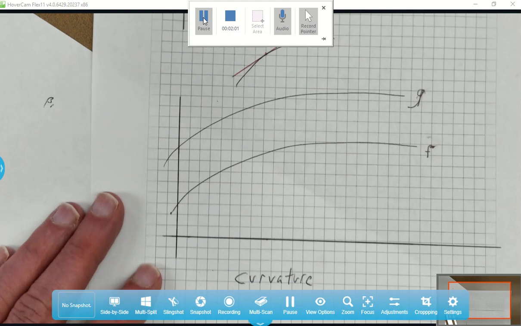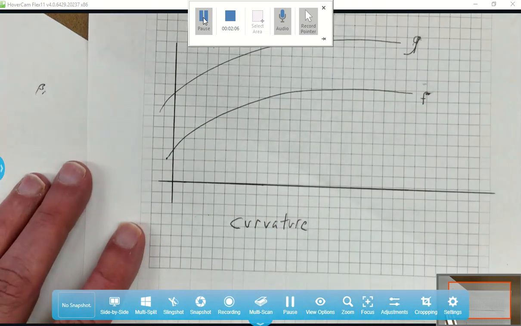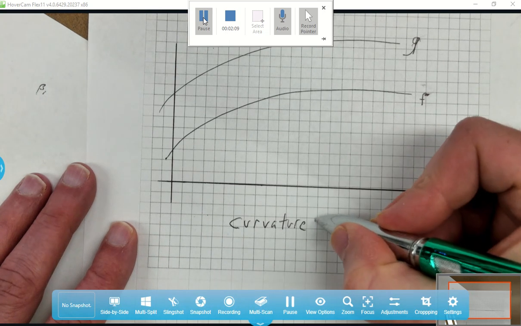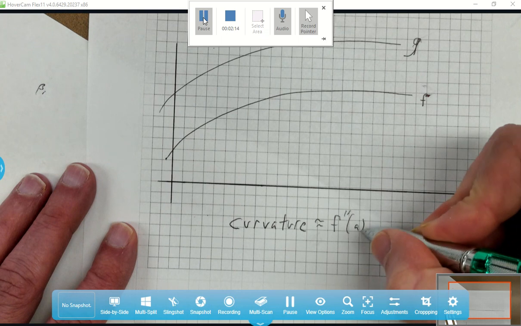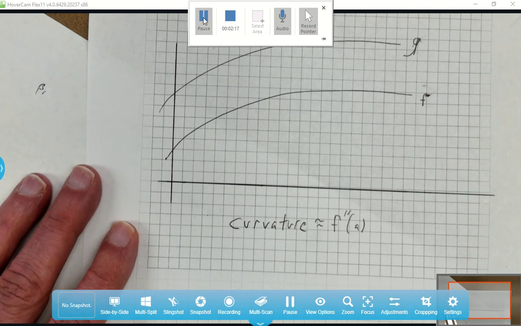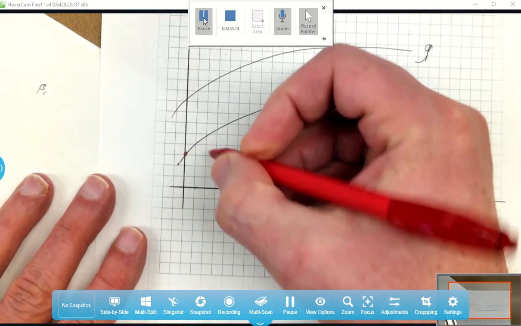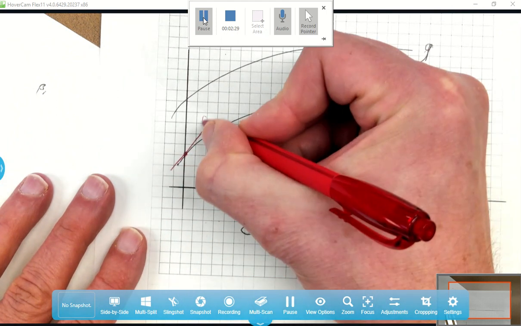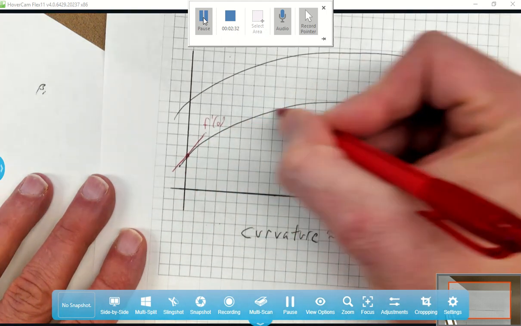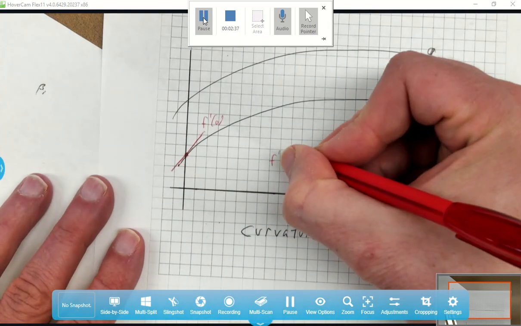Now, one other idea then is this is the curvature. That is, how fast does it change? And so roughly for our purposes, the curvature will be f double prime of a. That is the second derivative of a, and that will tell us how much the curve is changing. So for example, at this point here, that point right there is f of 0. The slope right there is f prime of 0. And then the second derivative that gives us the curvature will be the second derivative at 0.